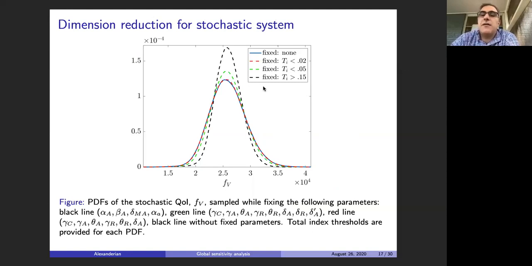But another thing we're showing here is that if you reduce parameters too aggressively, then you will get this other line, where you see, obviously, you're underestimating the variance a little bit. And this black dashed line indicates what will happen if you do the wrong thing. Here we fixed the most important parameters, and obviously you're getting a distribution that is far from the correct distribution of the stochastic quantity.